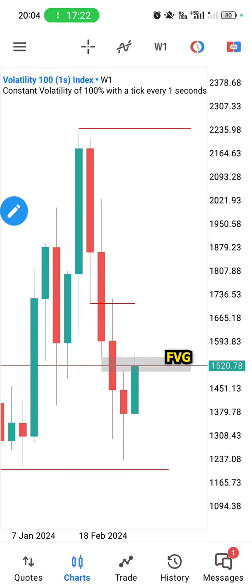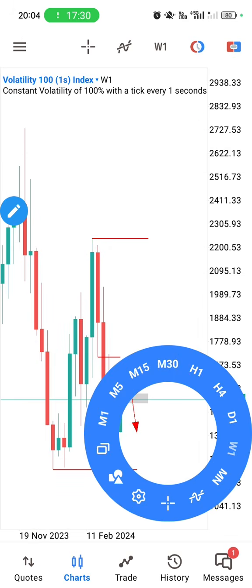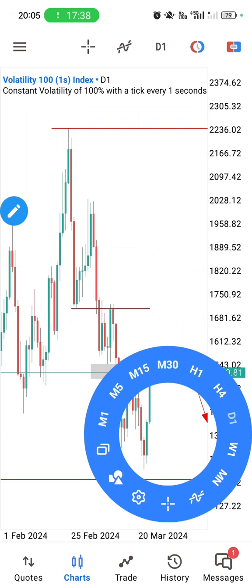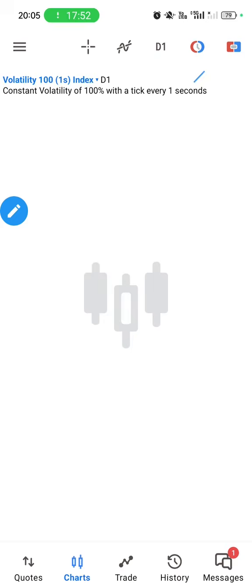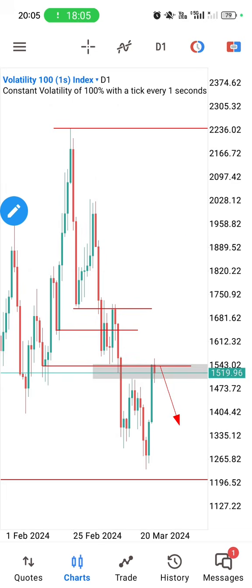So after it fills this fair value gap, it has to shoot down. Immediate rebalance, coupled with the fact that it filled the fair value gap, means prices should keep on shooting down. Prior to that, price had hit the bearish breaker block and it shot down, and currently it also hit another breaker block, the lower one within the fair value gap. So price has to shoot down.